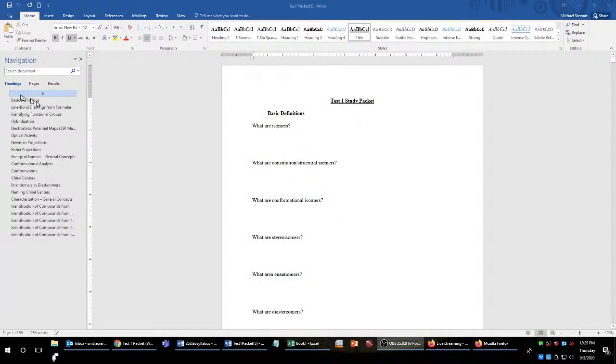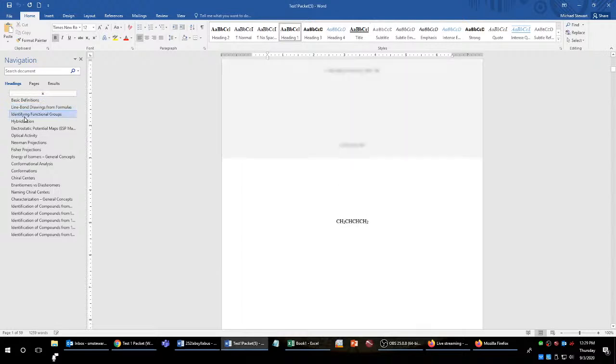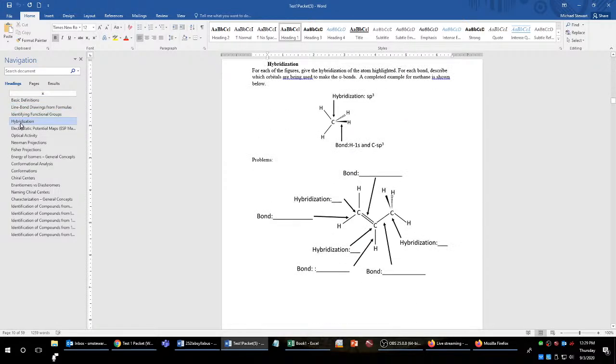So questions we haven't covered on the study packets yet would be the ones about NMR and characterization. So we are just now getting to those. Let me bring up the packets really quick. For the packets, we've done basic definitions, line bond drawings, identifying functional groups. Hybridization, you do need to know, this is kind of a refresh from Chem 1, Chem 2. I'm not going to do a discussion board on it, but it is going to be on the exam.